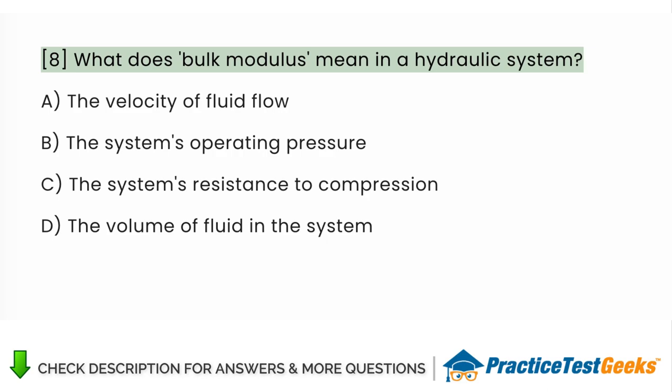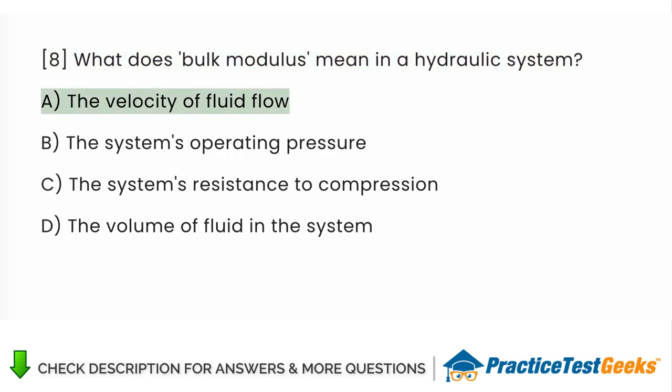What does bulk modulus mean in a hydraulic system? A. The velocity of fluid flow. B. The system's operating pressure. C. The system's resistance to compression. D. The volume of fluid in the system.